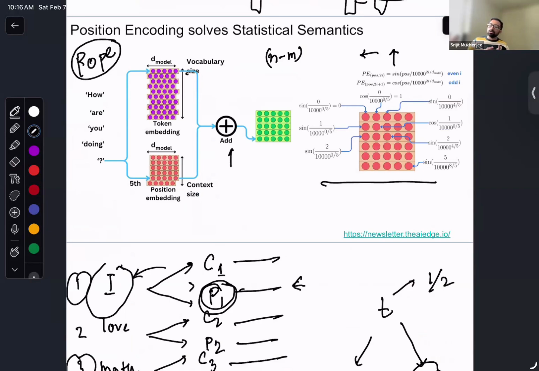It's called RoPE embedding, rotary position embedding. It's a different concept, but the whole idea is that the position encoding's feature should ideally be a function of n minus m, the relative distance of the tokens, not the absolute token distance. Does it make sense, guys? This is also very important. These are all very important concepts that you need to know.